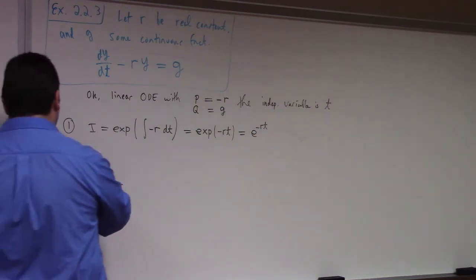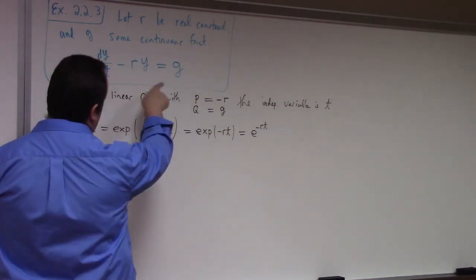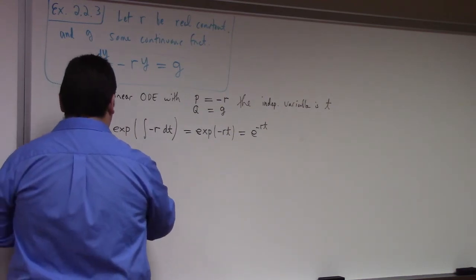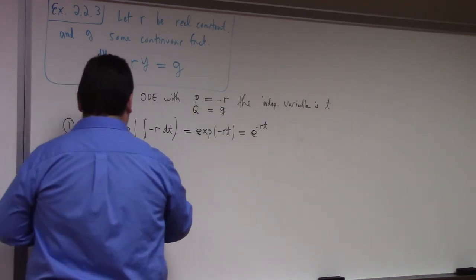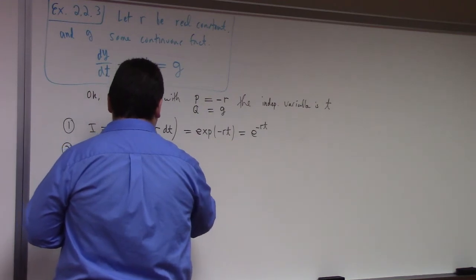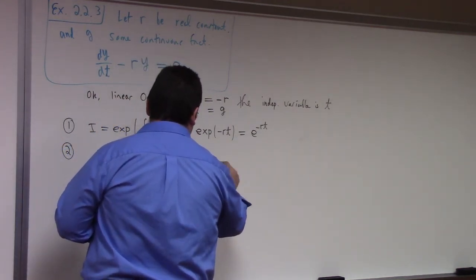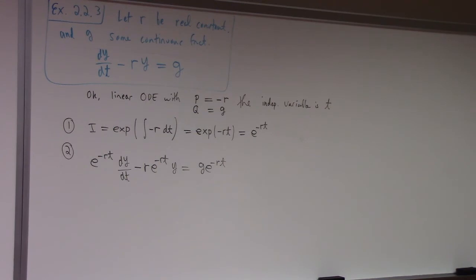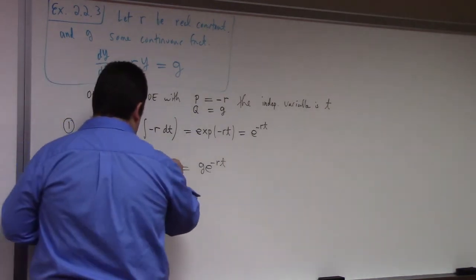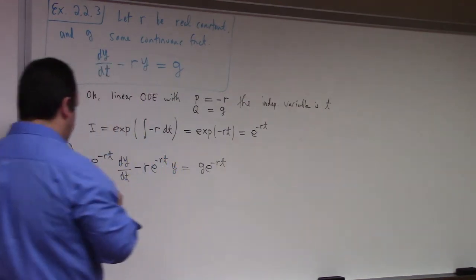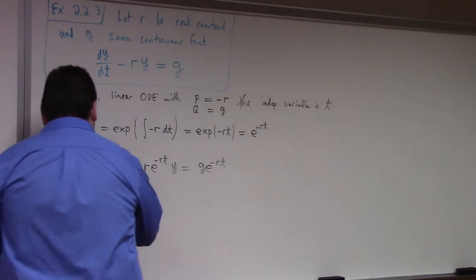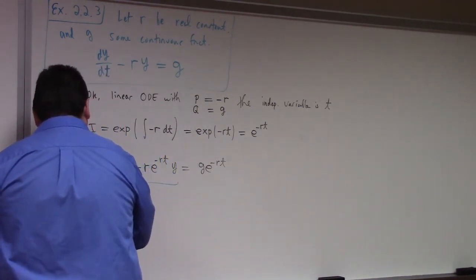So step number 2 is to multiply the differential equation by the integrating factor. So we have e to the minus rt dy/dt minus r e to the minus rt y equals g e to the minus rt. Now, if things worked out, what should we see at this point? We ought to be able to see the reverse product rule. So d/dt of what?